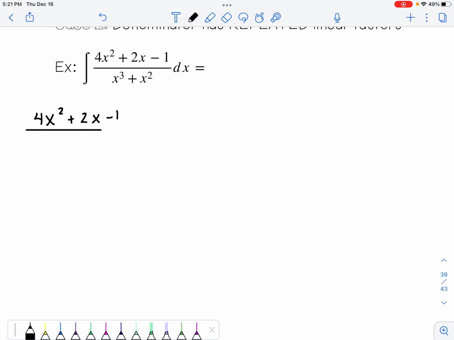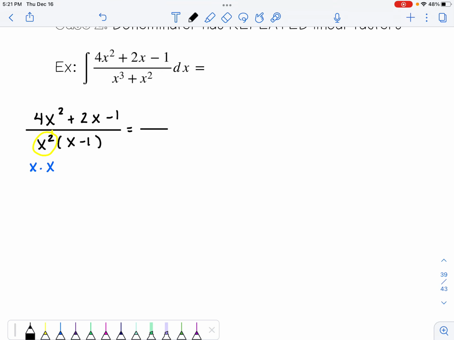Right, and this one's pretty easy. So we have x squared times x minus 1 to factor it. So now when we do our partial fraction decomposition, we want to think about the fact that x squared out here means this is actually a repeated factor because it's x times x. So when you have repeated factors, you actually have to build up to the exponent.